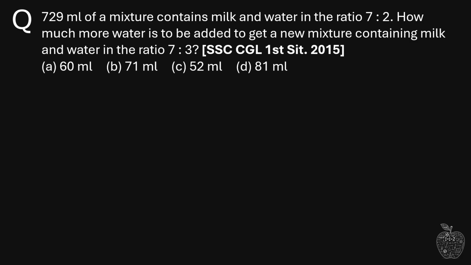729 ml of a mixture contains milk and water in the ratio 7:2. How much more water is to be added to get a new mixture containing milk and water in the ratio 7:3? So in here we have 729 ml of mixture.